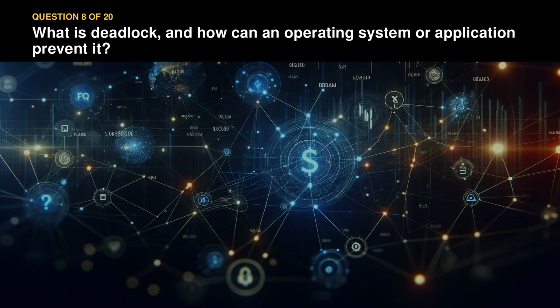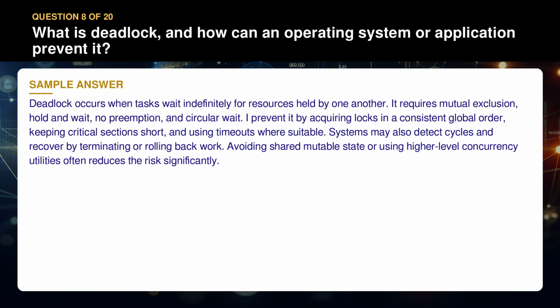Question 8. What is deadlock, and how can an operating system or application prevent it? Deadlock occurs when tasks wait indefinitely for resources held by one another. It requires mutual exclusion, hold and wait, no preemption, and circular wait.